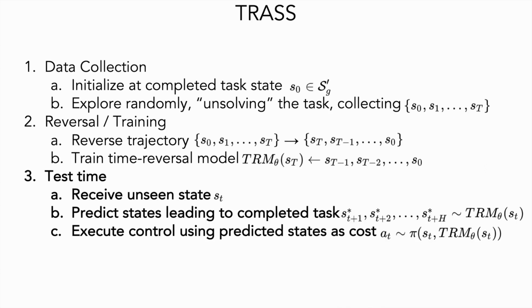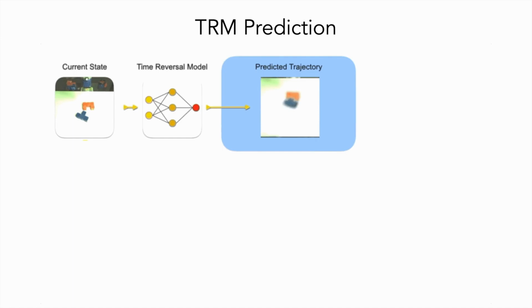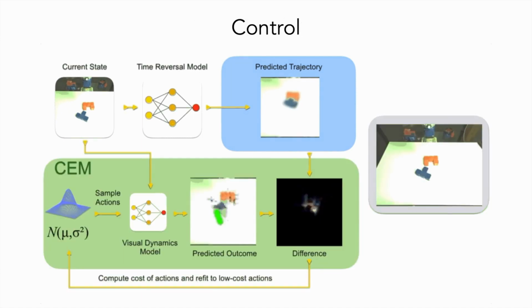We now overview how TRASS is applied at test time. First, the agent is initialized to an unseen state. The time reversal model then predicts the sequence of states that lead to task completion from that state. This sequence of states is then used as a cost for a sampling-based planner.